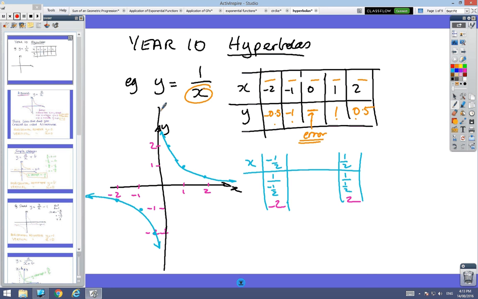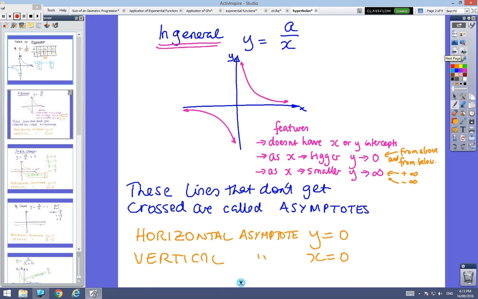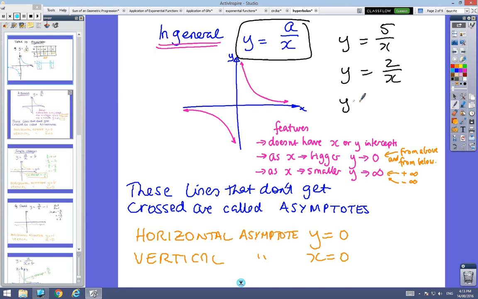Okay, so let's have a look at another one. So actually now we just go straight to the general. So if you've got y equals anything over x, you know, y equals 5 over x, y equals 2 over x, y equals 1 over x, whatever. If you've got that, you'll always have this general shape where it's on opposite sides. So they're on opposite sides, and they're like the mirror image of each other. So the features are, you don't have any x and y intercepts.